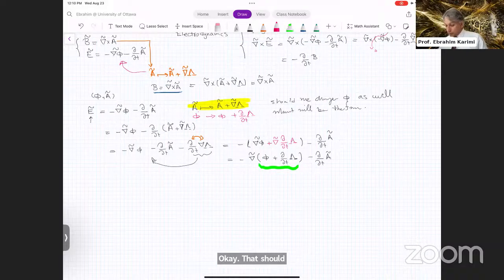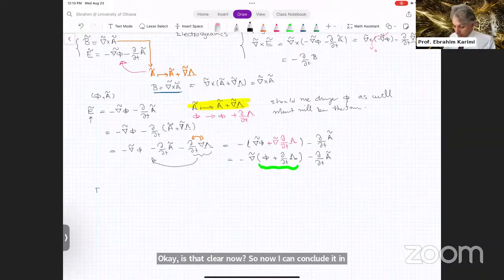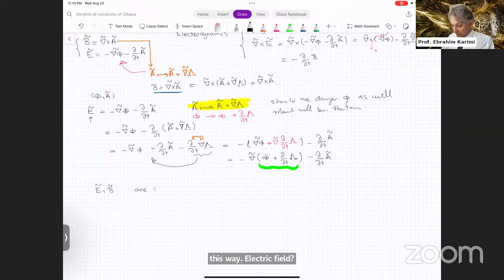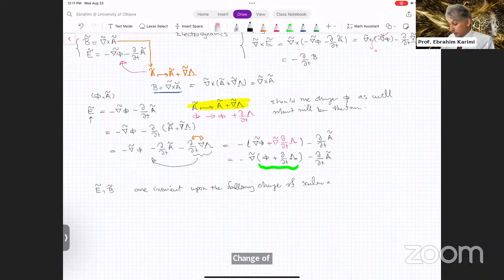That should be your new phi. Is that clear now? So now I can conclude it in this way. Electric field and magnetic induction are invariant upon the following change of scalar and vector potential.